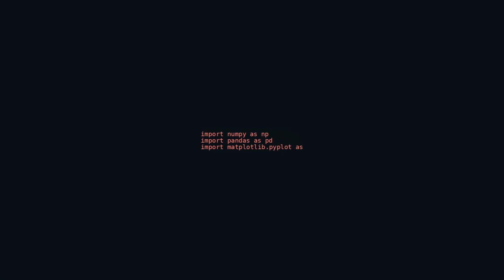4. Random for generating random numbers. 5. Deque for creating double-ended queues. 6. Sys for system-specific parameters and functions. 7. Math for mathematical operations.